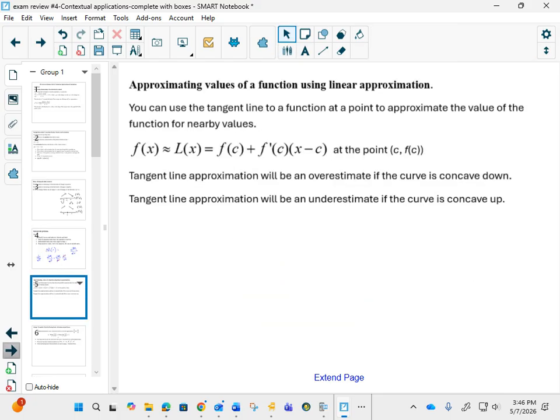Approximating values of functions using linear approximation. This comes up a fair bit on exams. You can grab one of those. This is the first.